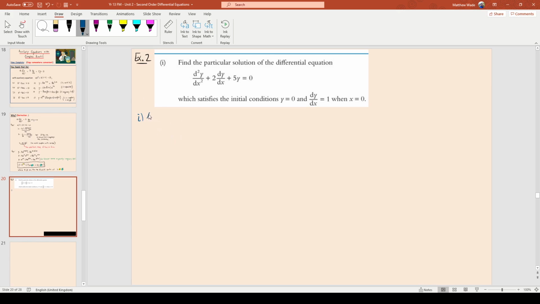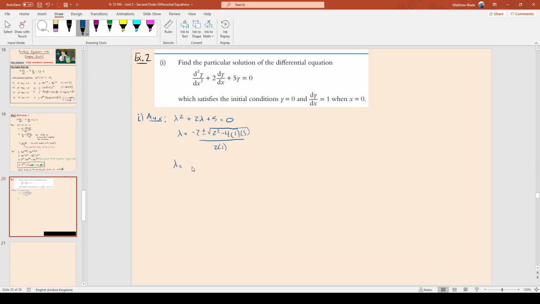Okay, so first things first, auxiliary equation. So lambda squared plus 2 lambda plus 5 equals 0. It doesn't work. There's no two numbers that multiply to 5 and add to 2. So here we go. Lambda equals -2 plus or minus the square root of 2 squared minus 4 times 1 times 5, all over 2a, all over 2 times 1.